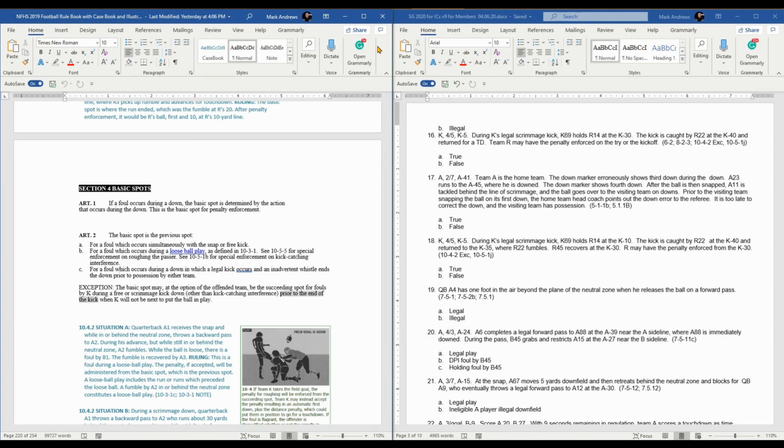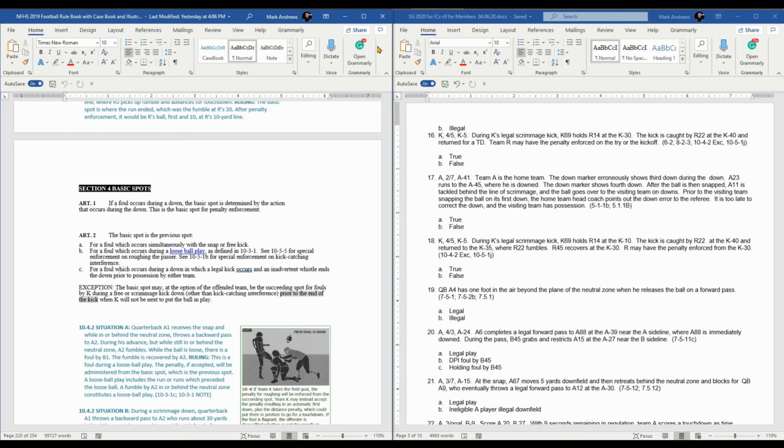Question number 18. K, 4th and 5 at the K5. During K's legal scrimmage kick, K holds R14 at the K10. So the kicking team holding the receiving team at their 10-yard line. The kick is caught by R22 at the K40. So the end of the kick is the K40. And returned to the K35 where R22 fumbles. R45 recovers. So R fumbled, R recovers at the K30. R may have the penalty enforced from the K30.